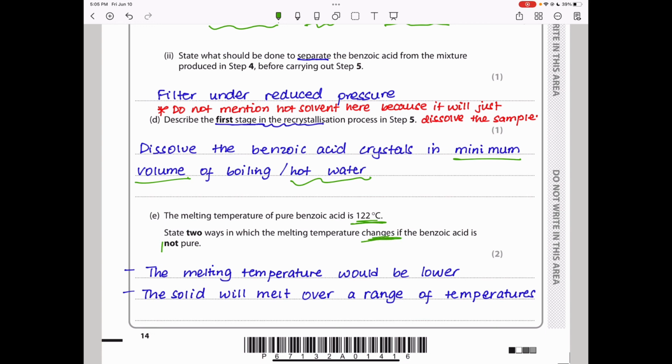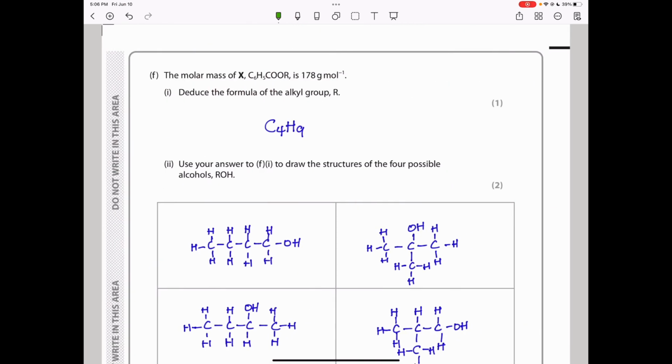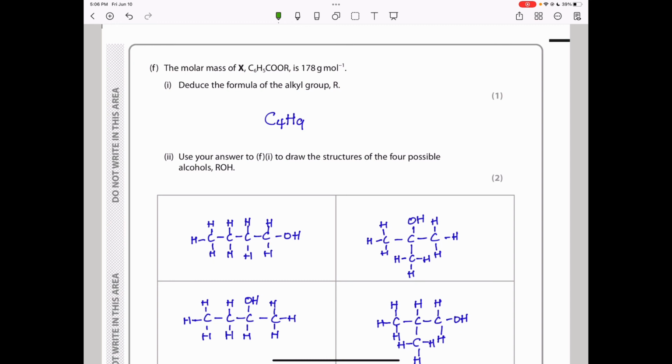State two ways in which the melting temperature changes if benzoic acid is not pure. This question is very common, not in relation to benzoic acid, but in relation to anything else. The melting temperature is going to be lower, and the sample is going to melt over a range of temperatures if it's not pure. Next, the part says, the molar mass of X is 178 gram per mole. Deduce the formula of the alkyl group in R.